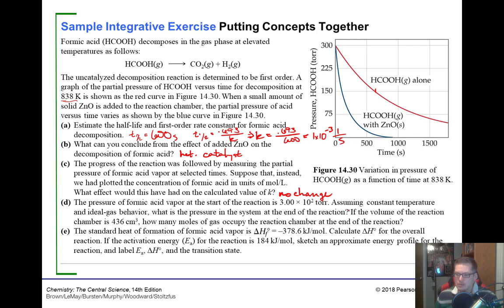The end of the reaction is when all the reactant molecules are gone and all the products are there, and we get 2 times as many molecules of product as we started with, so that means our pressure should have doubled. So our pressure would be 600 torr. All right, so that should be everything we need.